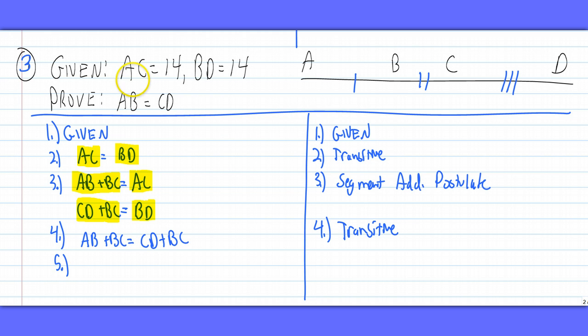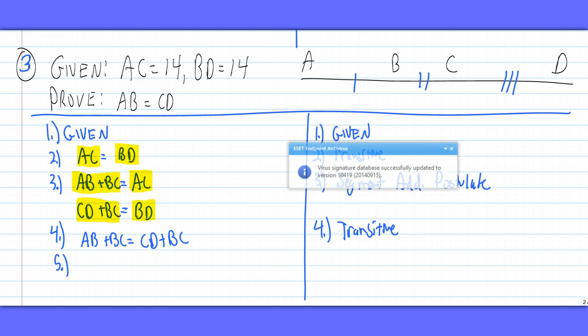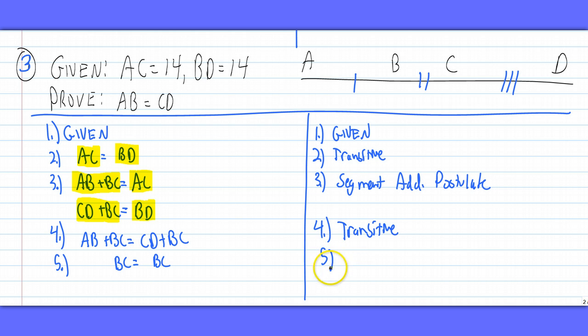I'll look at my proof statement. I want to get that AB is equal to CD. I don't quite have that down here, but if I look at the left and I look at the right, AB is on the left, CD is on the right. The only thing is they both have this little BC on both sides. So what we're going to say then is that BC is equal to BC. And when we say that something is equal to itself, the reason for that is the reflexive property, which is kind of the obvious statement.